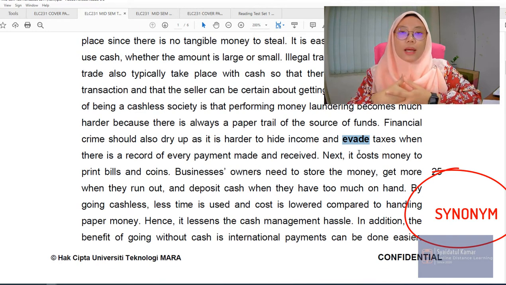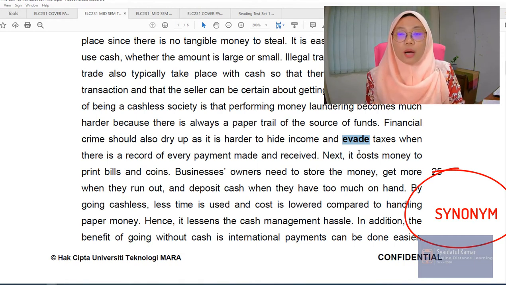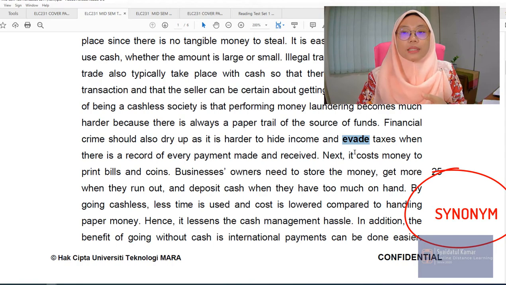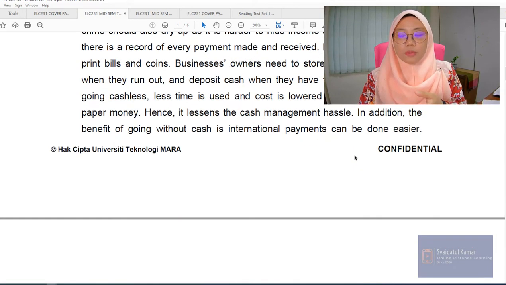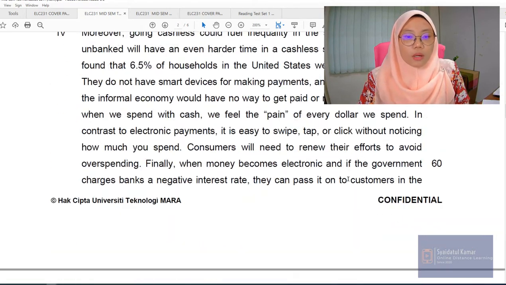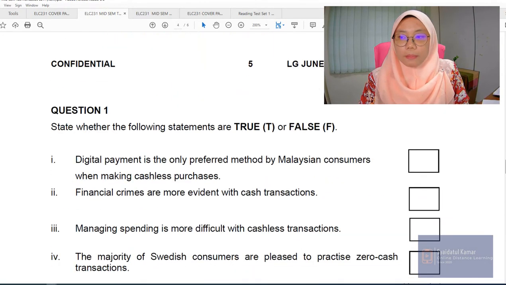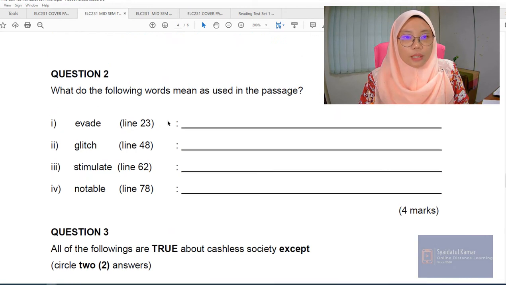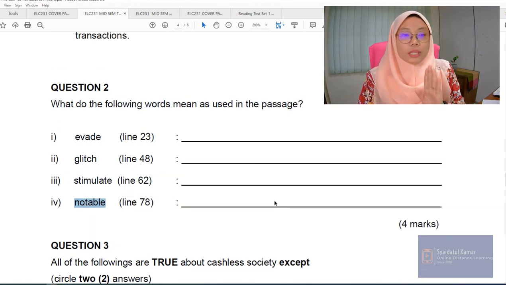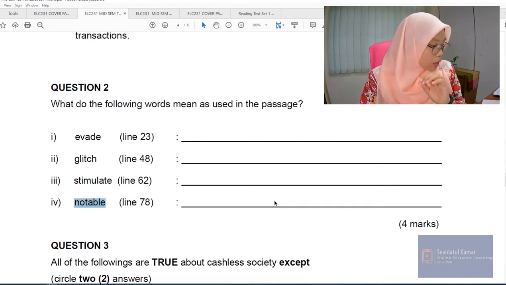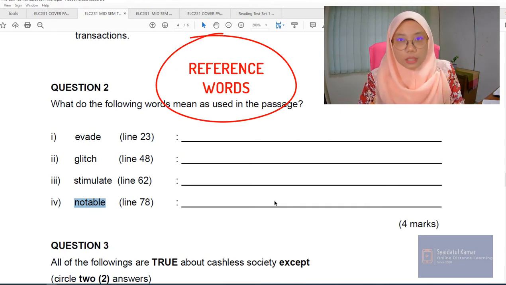So in order to give the meaning, you have to give the synonym or other words that contain the same meaning as this word. Okay? So that is just for one word synonym, that is the word evade. The same thing with the word glitch, stimulate, and also notable. So for question number 2, this is testing your reference words skills.